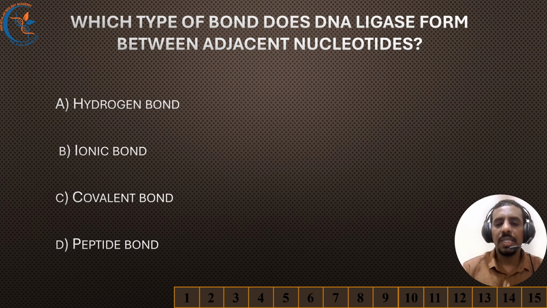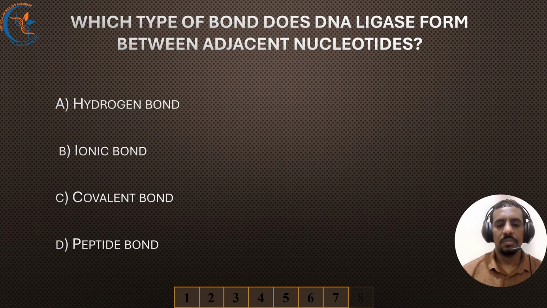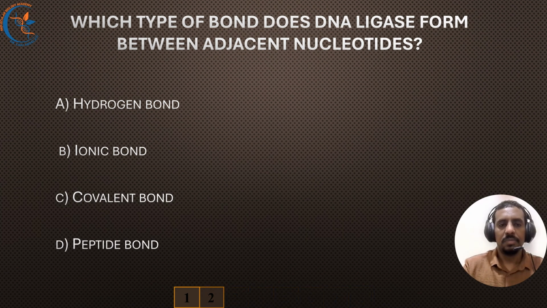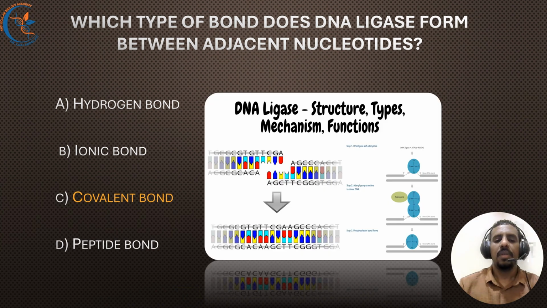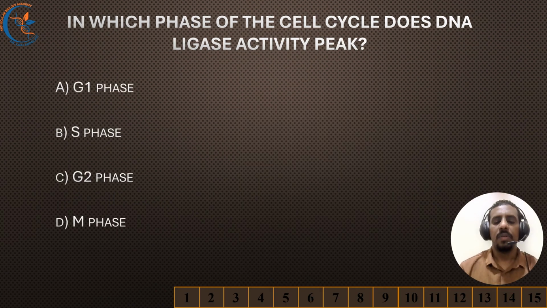Next question: which type of bond does DNA ligase form between adjacent nucleotides? The correct answer is covalent bond. DNA ligase forms covalent phosphodiester bonds between adjacent nucleotides, ensuring the integrity and continuity of the DNA strand.